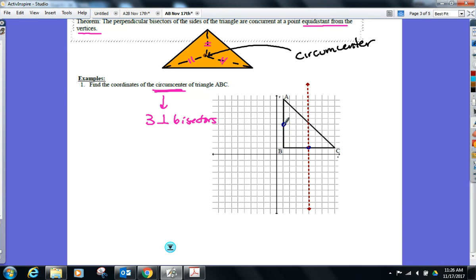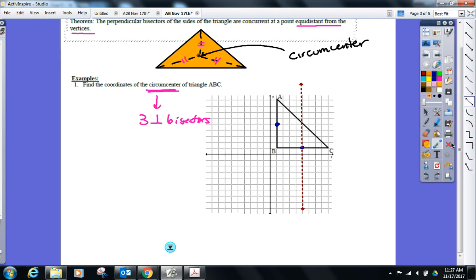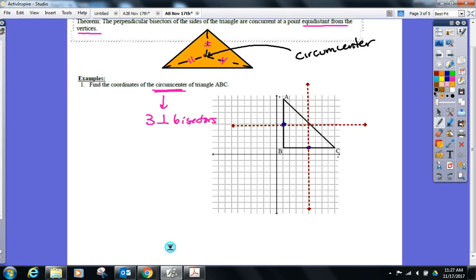And this is what type of line, AB? Vertical. What's perpendicular to a vertical? Okay, draw it in. There's the other perpendicular. I got 2 out of 3. Everyone with me so far, drawing those 2 perpendicular bisectors. What's going to be the pain in the butt? AC, because it's not horizontal or vertical.